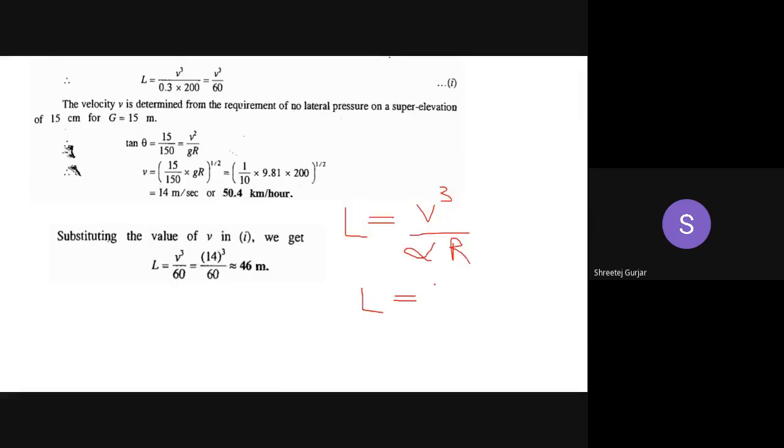L is equal to V, which we have just found out is 14, cubed, divided by alpha, which is usually 0.3, and the radius is given as 200. Right. So substituting all these things, the length of the transition curve we have got is 46 meters.